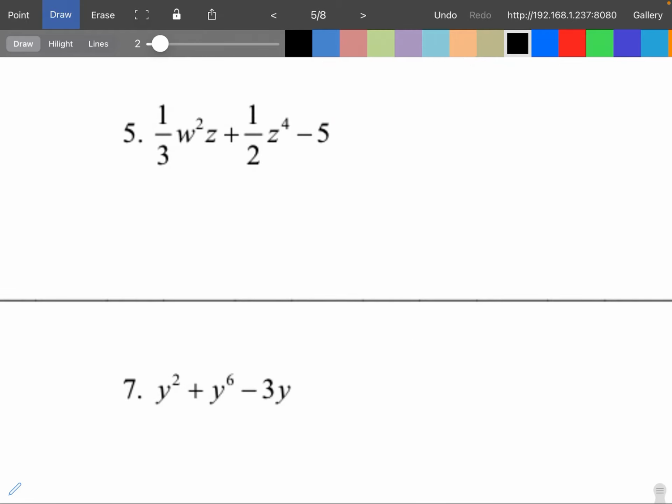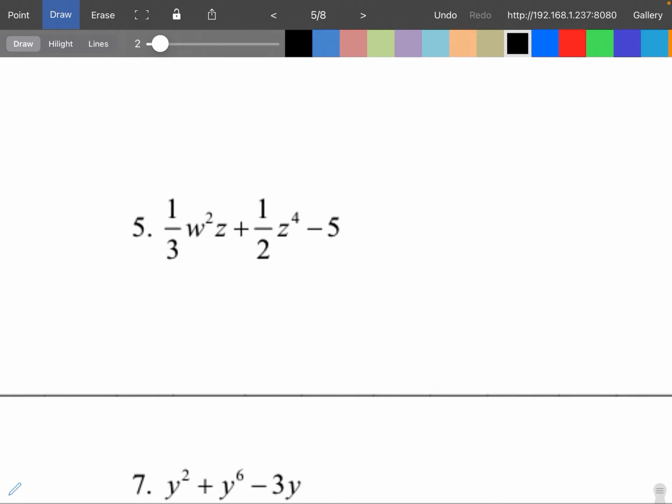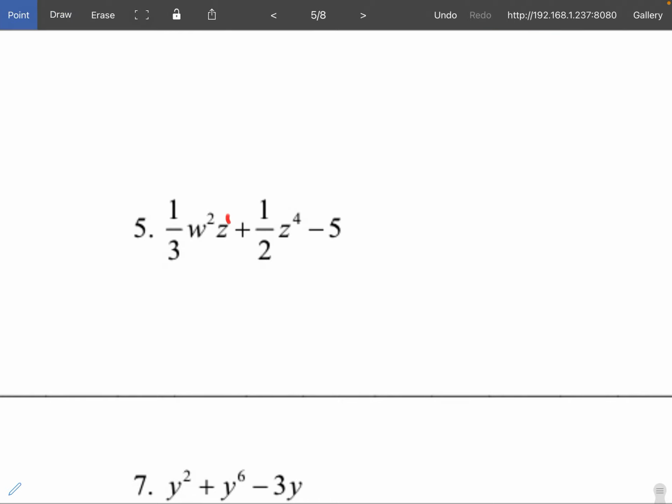Same thing on number 5. There's 3 terms on this one. Do you see that? There's the first term, here's the second term, here's the third term. Each of those terms is a monomial. So we want to find the monomial with the highest degree, and then that degree will be the degree of the polynomial.